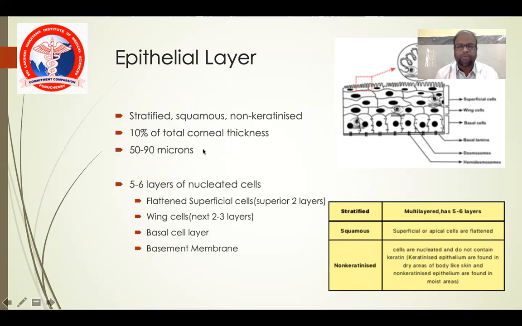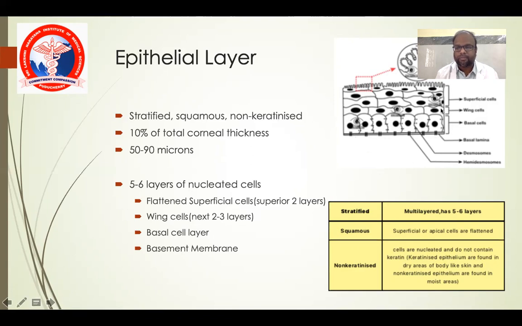They have a thickness of about 50 to 90 microns, and they are 5 to 6 cell layers. There are 5 to 6 layers of nucleated cells. The most superficial are the flattened superficial cells. They are the superficial 2 or 3 layers, and next come the wing cells. The wing cells form another 2 to 3 layers, followed by the lower basal cell layer, which rests on a basement membrane.